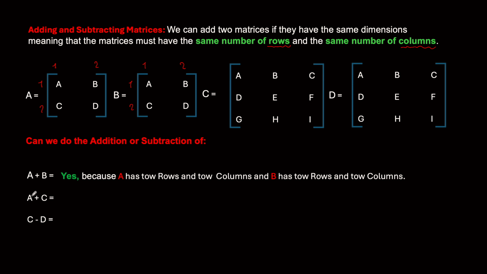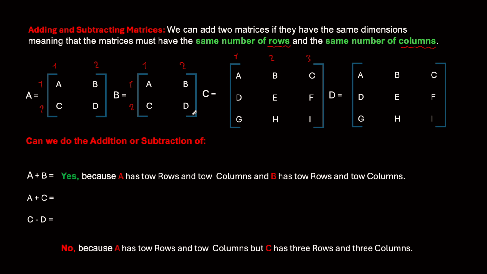Let's see if we can do the addition of A with C. C has 3 columns, but A has 2 columns. So this does not work here. We cannot do the addition.